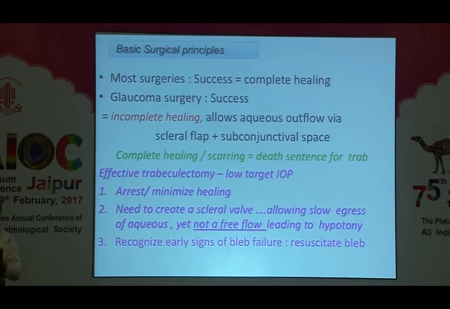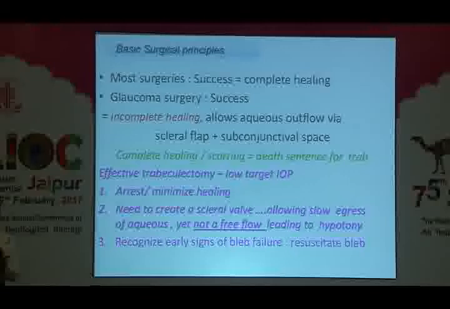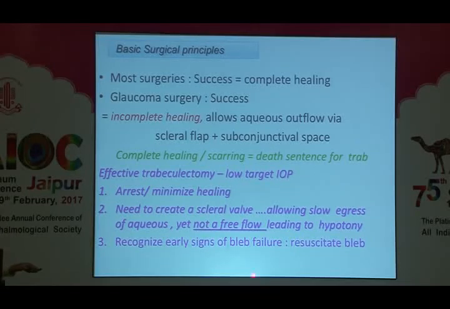Just a brief reiteration of what surgery in glaucoma is, not going into the details. Please remember, for a glaucoma surgery to succeed, you want an incomplete healing. You don't have to have a seamless healing, because a seamless healing means a failed trab. So for that, you have to have the adequate aqueous outflow. And for this, you have three targets, which I'll be covering sequentially in my talk: arrest or minimize healing, create a scleral valve, which allows slow egress of aqueous, yet not a free flow, leading to hypotony, and recognize early signs of failure. I won't be covering the last for lack of time. I'll be covering the first two aspects.